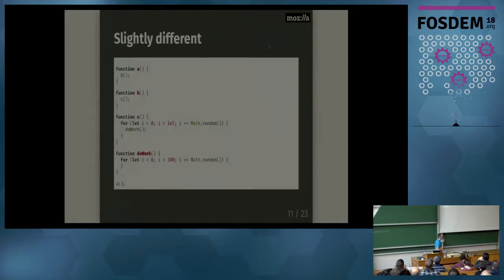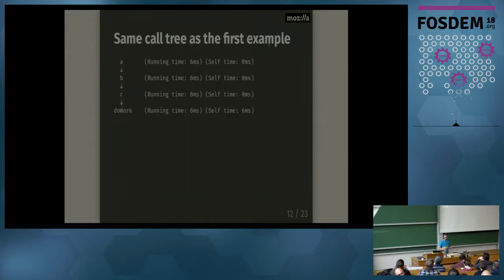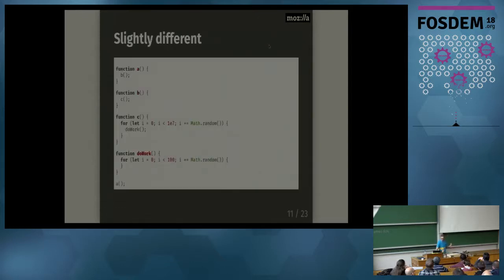But here, there is something slightly different. Here, I'm doing work both in C and in do work, OK? So we'll get the same code tree, and the running times are the same. In reality, for C, the self time was maybe 1 or 2 milliseconds. We still spend some time in that function, but most of the time is actually spent doing do work. We actually have the same code tree as in the first example, even if the code was slightly different.